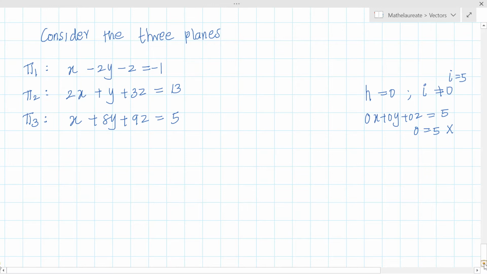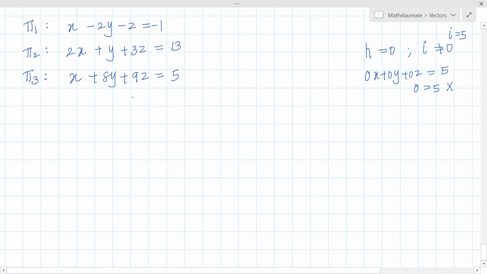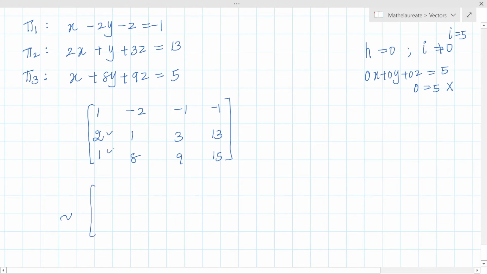That's what we are going to do. We'll do the row reduction method here. First, let's make the augmented matrix. The coefficient matrix is 1, minus 2, minus 1, then z, and the right hand side we have minus 1. Then 2, 1, 3, 13, and 1, 8, 9, and 5. Our main aim is to make this term and this term 0.